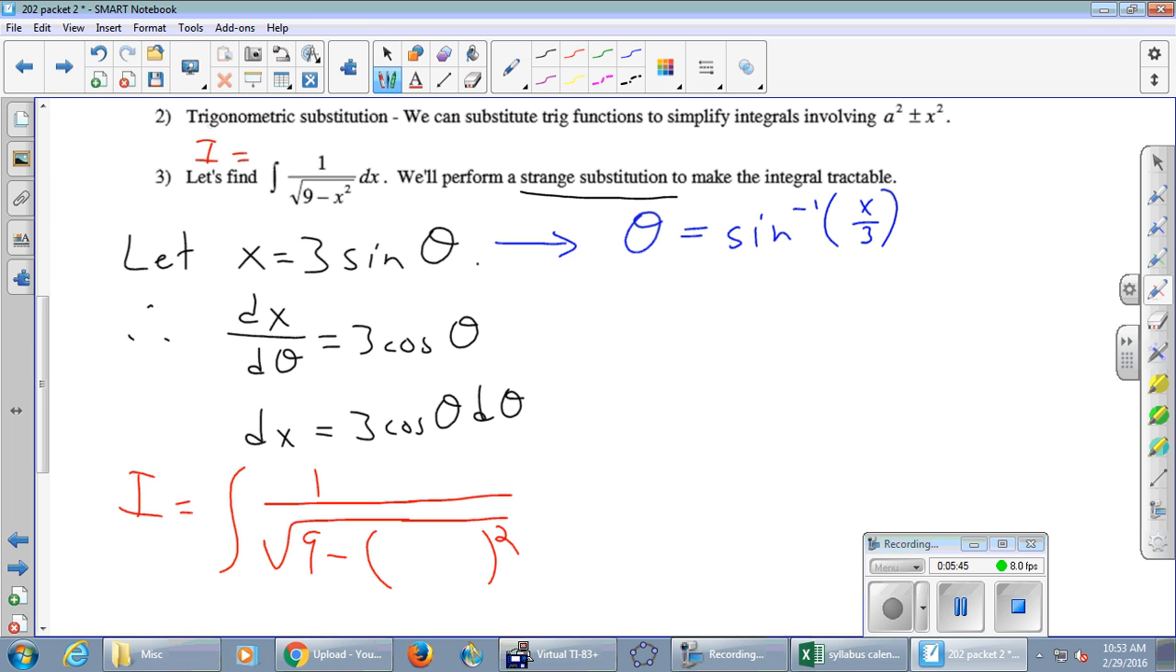It used to be x squared. What am I putting instead of x? 3 sine theta. That's what I let x equal. Don't worry about where that choice came from. We'll explain it at the end. But anyway, that's our substitution.